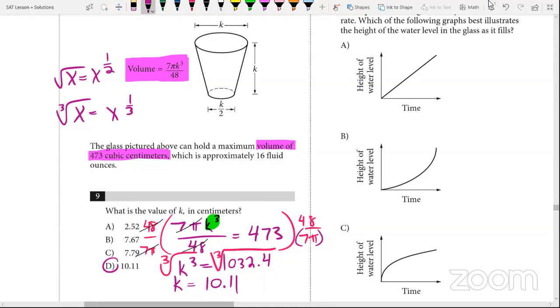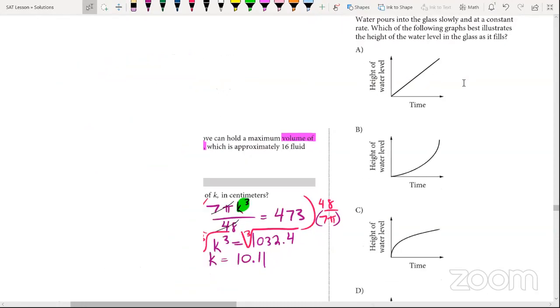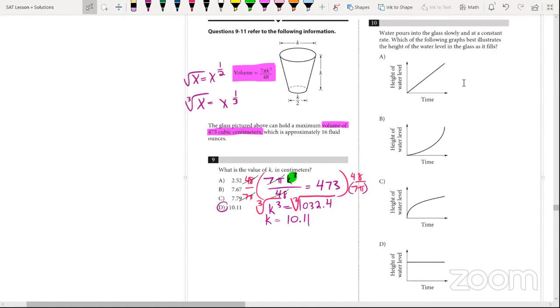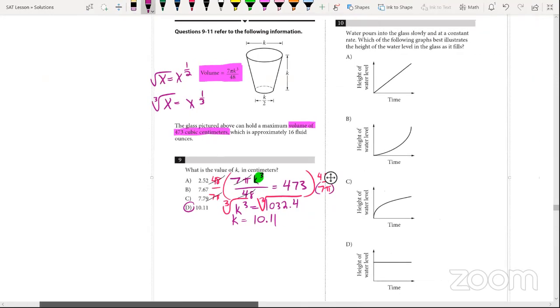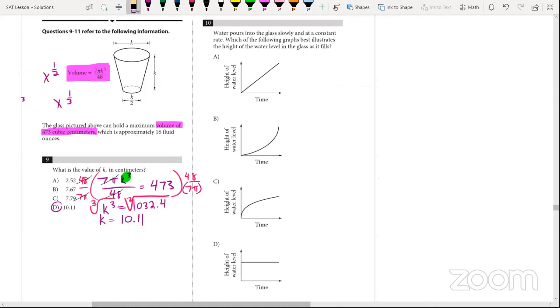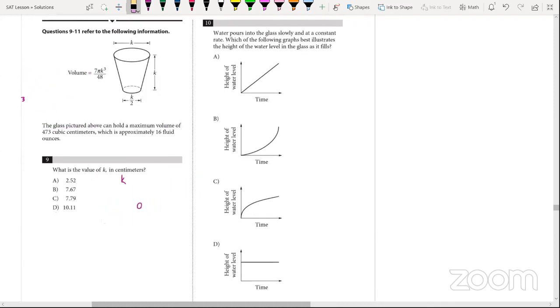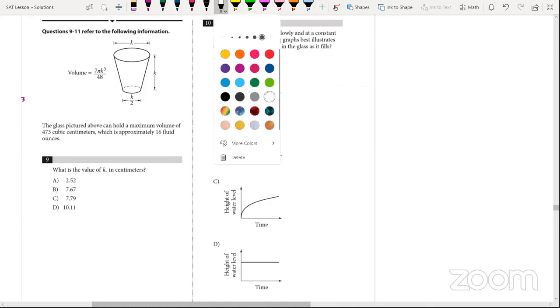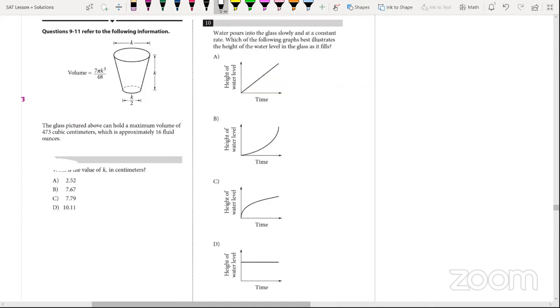So now we're going over to question number 10 here, which is on the right. Go ahead and delete this information just to have less distractions on the screen. Maybe we'll get fancy a little bit here as well. So question 10 says, water pours slowly into the glass at a constant rate. Which graph illustrates the height as it fills?